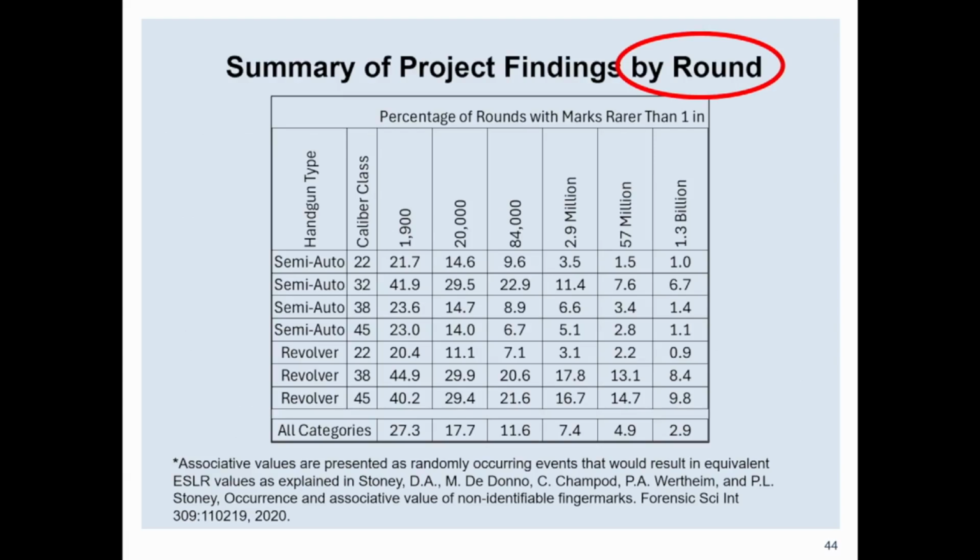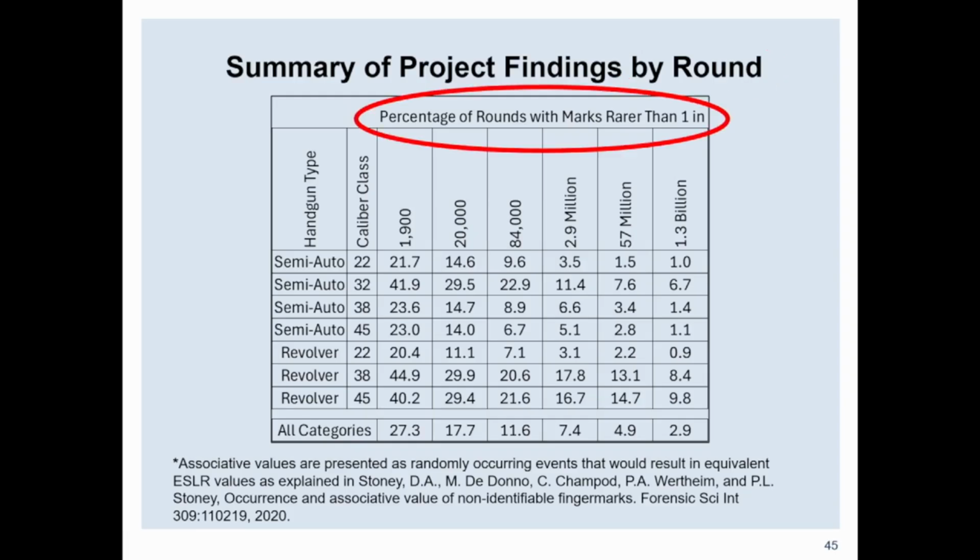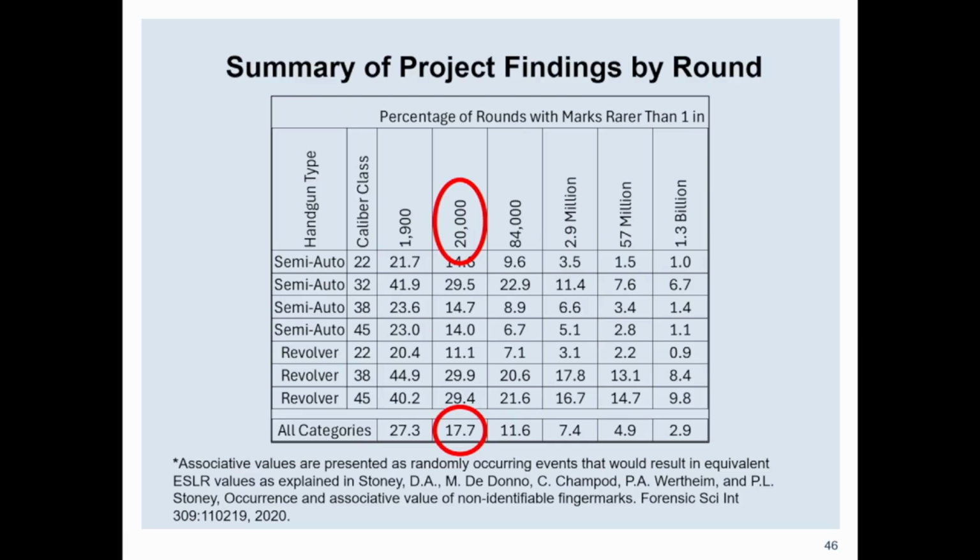So summary of the project findings then. If we look by round of ammunition or by cartridge, this is what we get. The percentage of rounds with marks rarer than 1 in whatever. And again, this 1 in 20,000 number that I'm kicking around, 17%, 18% of rounds will show a mark at least that rare or more rare. But that's for individual rounds of ammunition.